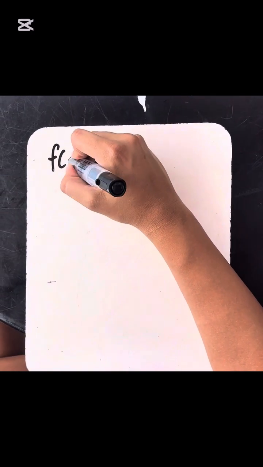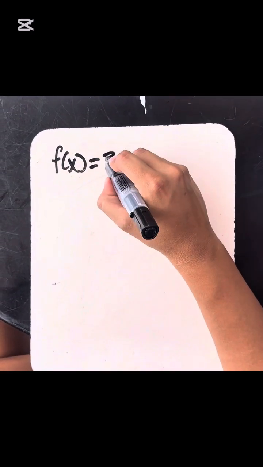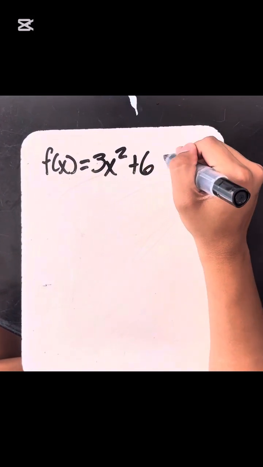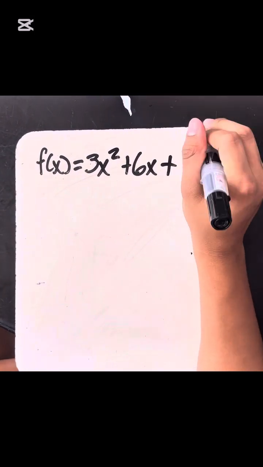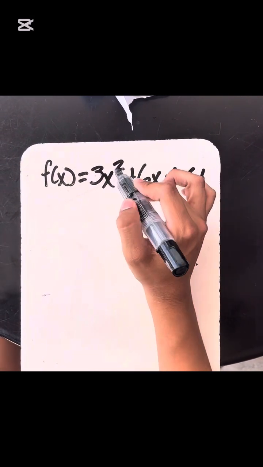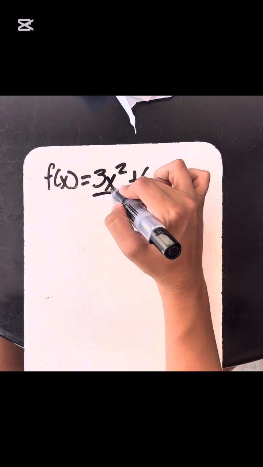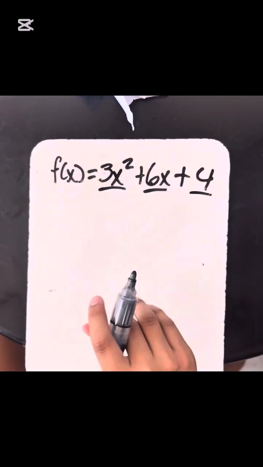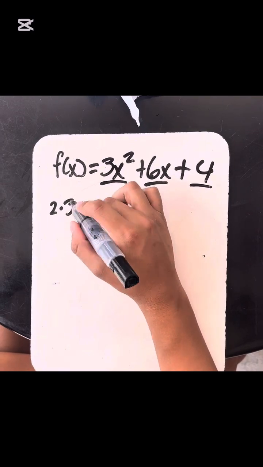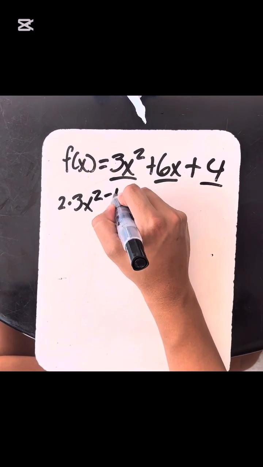So to wrap things up, we're gonna do a more complex problem. So let's say they're giving us f of x is equal to 3x squared plus 6x plus 4. So what do we do here? Using the power rule, we're gonna first think about each one separately. So using the power rule, what is going to be here? So it's going to be 2 times 3, then x, then 2 minus 1.